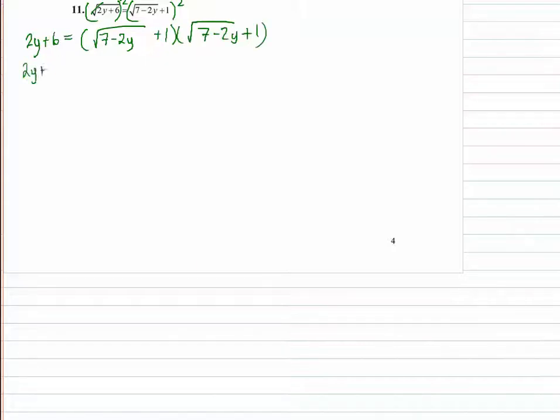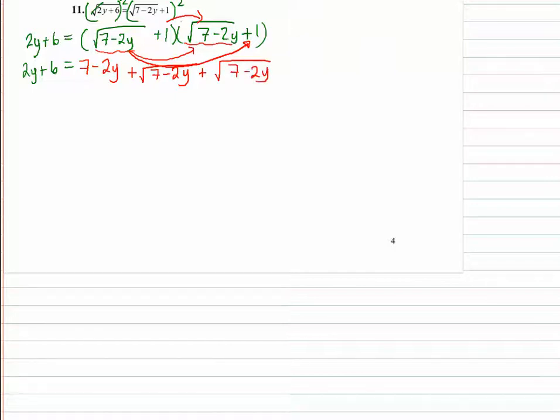So we need to do some work on the right-hand side, and we've got to FOIL this out. So I have the square root of 7 minus 2y times the square root of 7 minus 2y. Whenever you multiply the radical by itself, that is going to just bring out that inside expression because you're squaring it out. Now let's multiply the square root of 7 minus 2y times 1. Well, that's just positive square root of 7 minus 2y. Now we're going to double distribute and bring the 1 in. So 1 times the square root is positive square root of 7 minus 2y. And then finally 1 times 1 is positive 1.